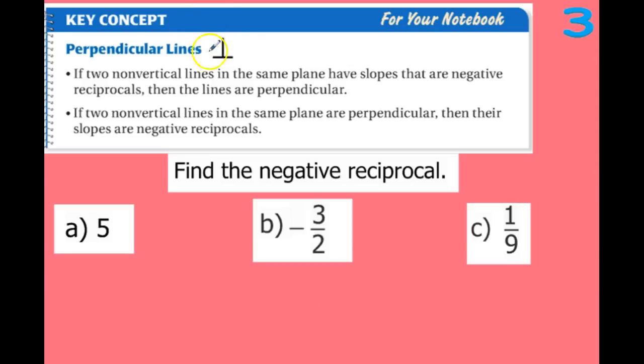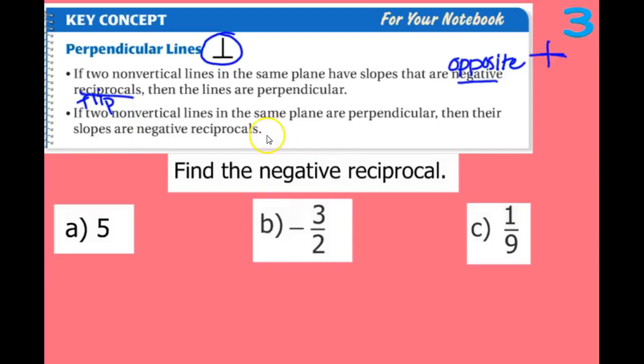Now we're going to look at perpendicular lines, and this is the symbol that means perpendicular. If two non-vertical lines in the same plane have slopes that are negative reciprocals, then the lines are perpendicular. Well, if one of ours is negative, the other one has to be the opposite. Because if one of our slopes is negative and you have to take the negative, well, two negatives make a positive, so the opposite of a negative is a positive. So when they say negative reciprocals, that just means opposite reciprocals. Reciprocal means we're taking our fraction and flipping it.